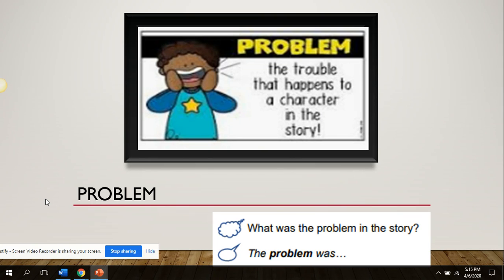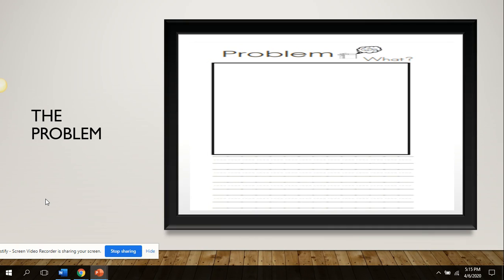As a reader, we find the problem in a story when we read about what happens to the character in the text, and we can make a connection to how they may feel in that moment. As you are reading, make note of what the character's problem is and how you know. Is it by text clues or picture clues?